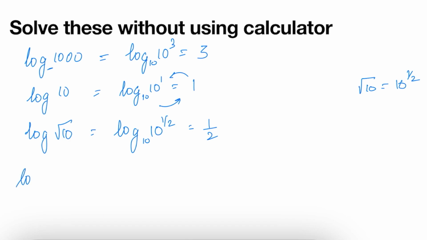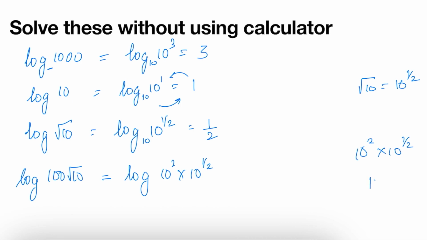Okay, so let's do one more. Log 100 into root 10. How do you do it? We can write it as log 10 square into 10 to the power half. Right? What is 10 square into 10 to the power half? It's nothing but 10 to the power 2 plus 1 by 2, which is equal to 5 by 2. So this is equal to log 10 to the power 5 by 2, which is equal to 5 by 2. So this is very simple. Like, even without using a calculator, you can find the logs of these numbers.